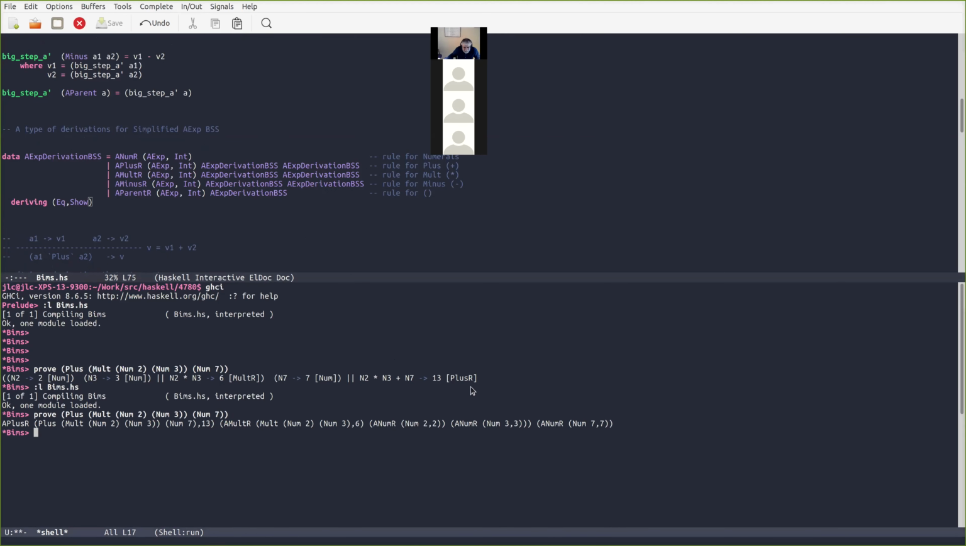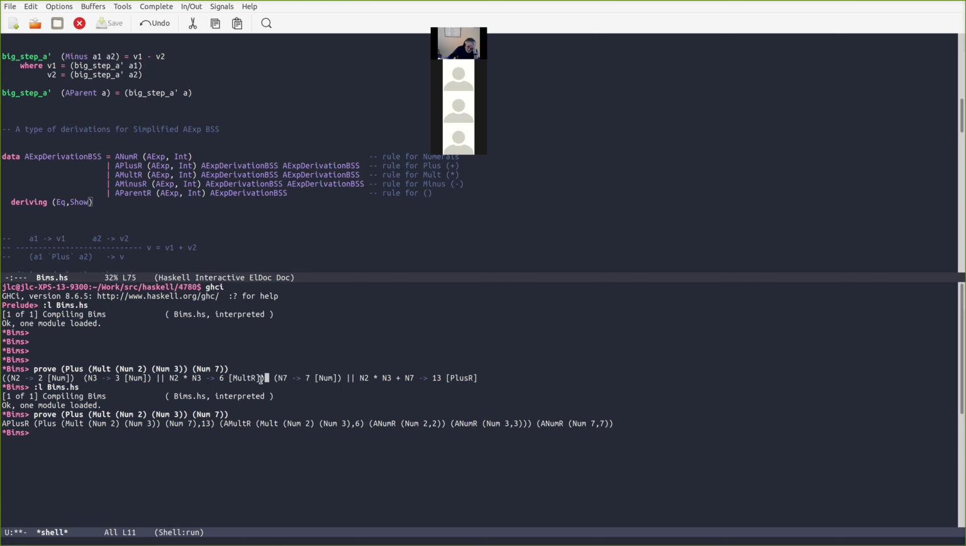So this is trying to show kind of a tree structure, and it's basically saying, okay, look, I'm trying to prove that N2 times N3 plus N7 evaluates to 13. And the rule that I apply to try to show this is a plus R, and the double bars here mean there are two premises to the rule. And the first one is to show that N7 evaluates to 7, and that's by the num rule.